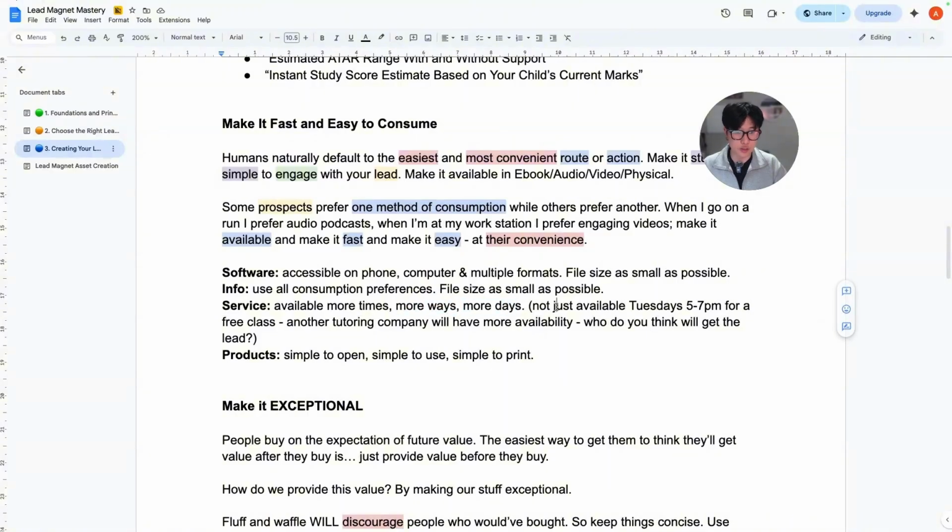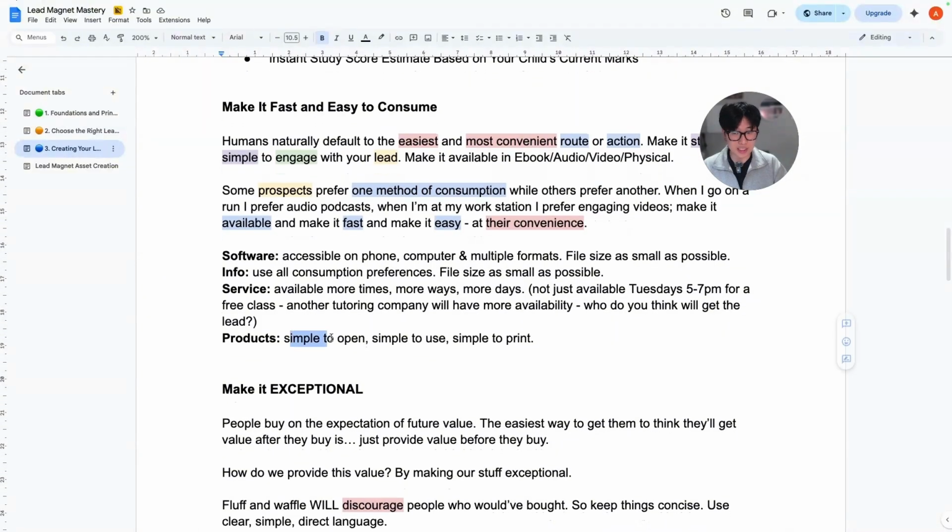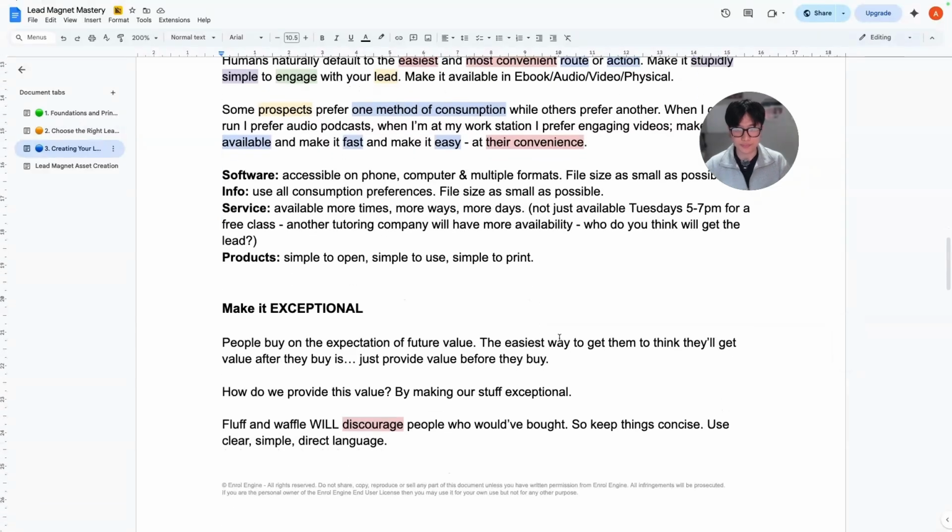And you want to be available more days. So not just available Tuesdays 5 to 7 p.m. every week for a free class, because another tutoring company that has more availability, they'll probably be getting the lead. Let's be honest. So products, you want to make it simple to open, simple to use, and simple to print, if it is a book, for example.